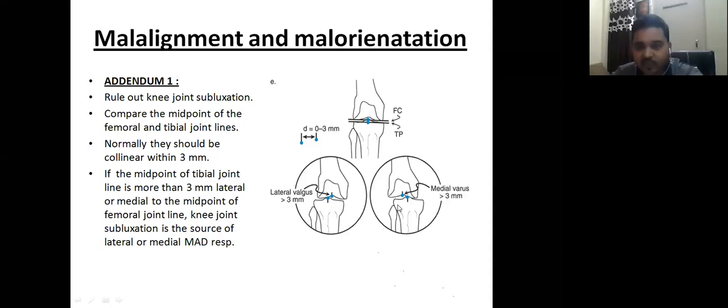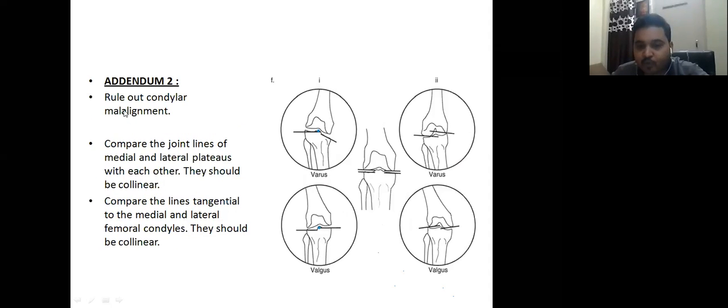Next, another rule we have is condylar deficiency, which may be post-traumatic, or due to a growth defect or growth plate injury in the adolescent age group, and that may lead to condylar defects. We have to rule that out also, whether they are contributing to any deformity or not. For that, we compare the joint lines of the medial and the lateral tibial plateau with each other. They should normally be collinear, parallel, and at the same level.